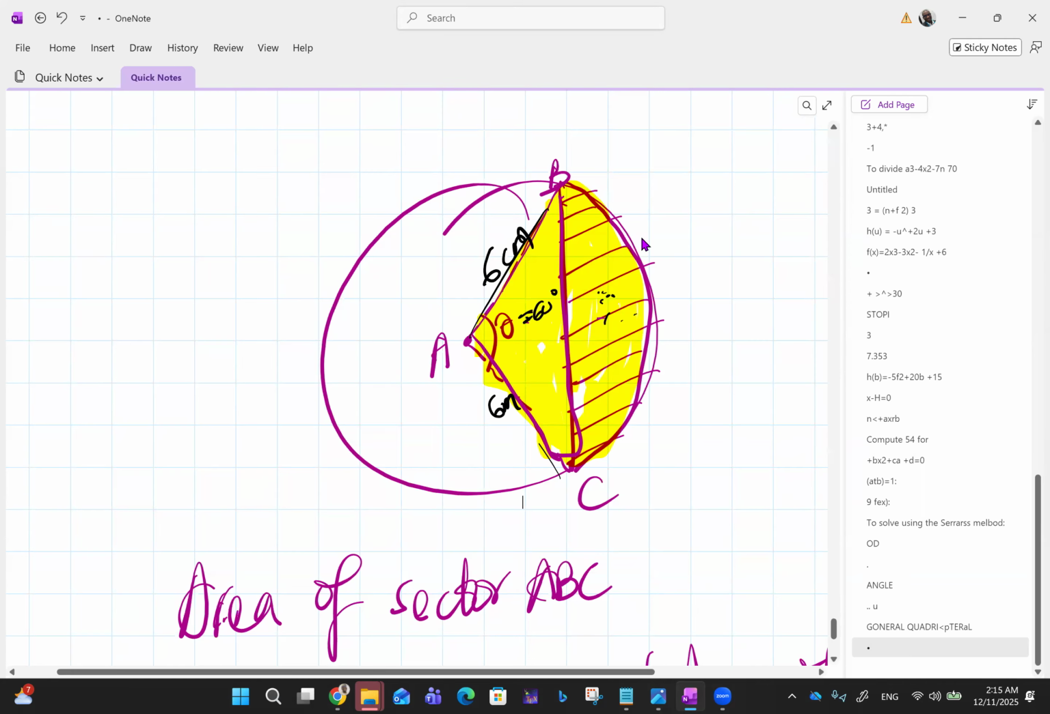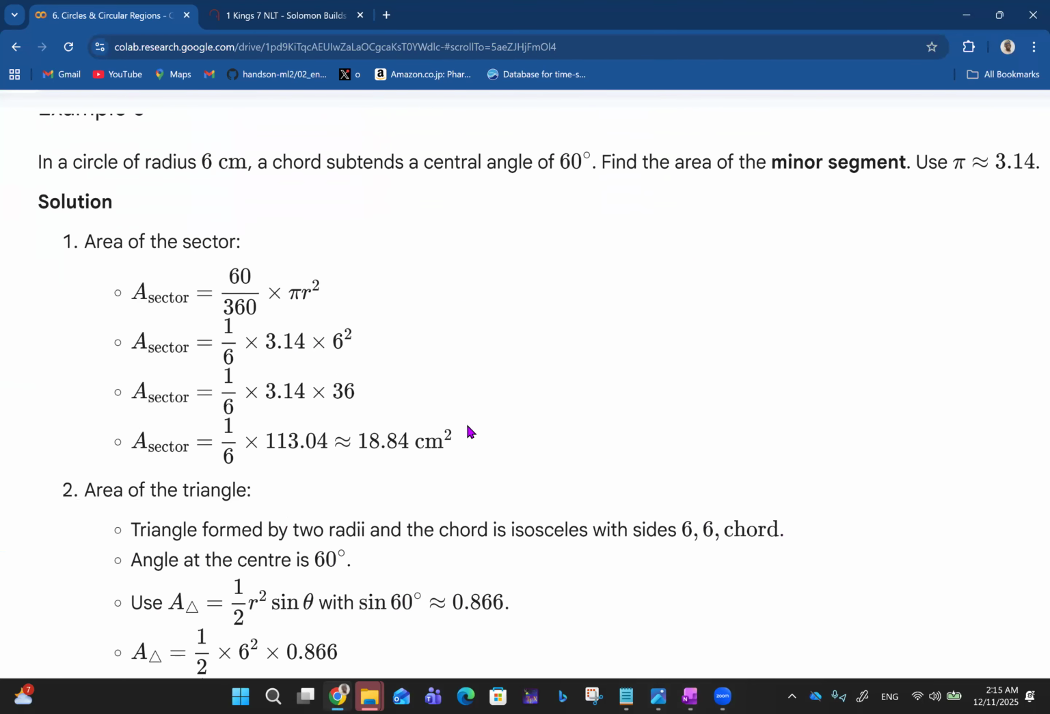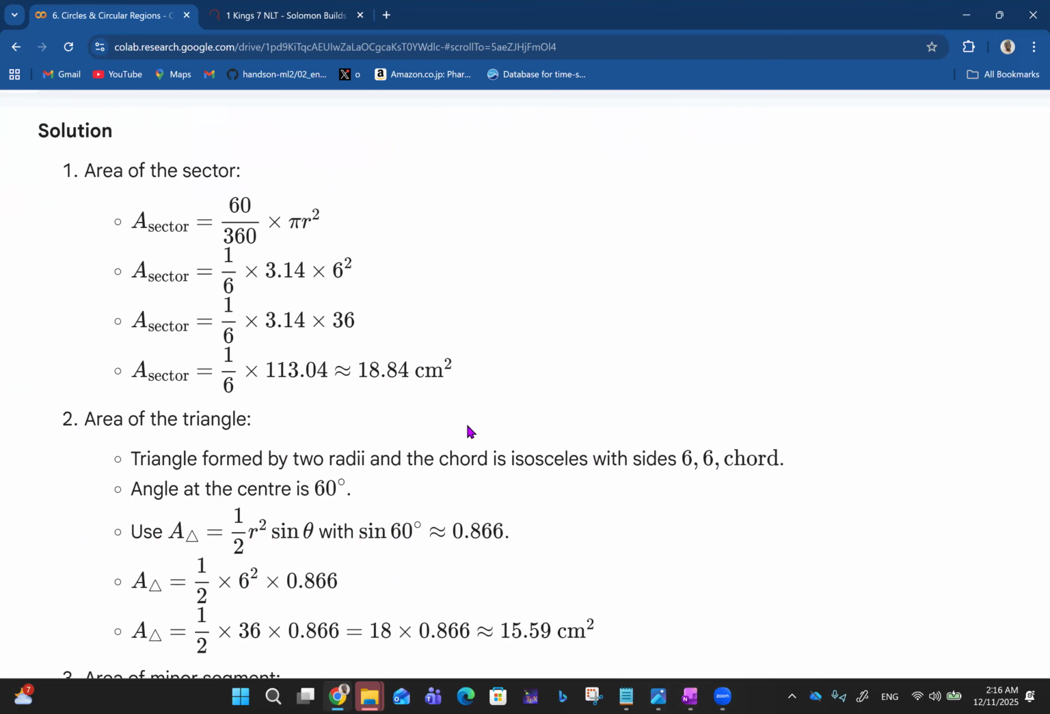And then the area of the sector is easy. That's 60 over 360 degrees times pi r squared. It's a portion of the area. Then if you subtract the two of them, you get the area of the segment easily. So area of the sector is 60 over 360 times pi r squared. 60 over 360 is 1 over 6, times 3.14 times 6 squared. So that's 1 over 6 times 3.14 times 36. If you multiply that out, you get 18.84 centimeters squared. That's the area of the sector, which is the bigger portion.